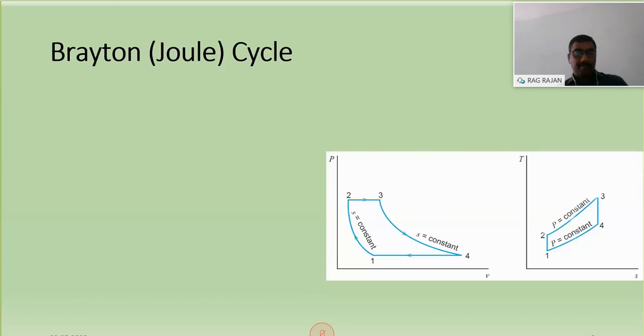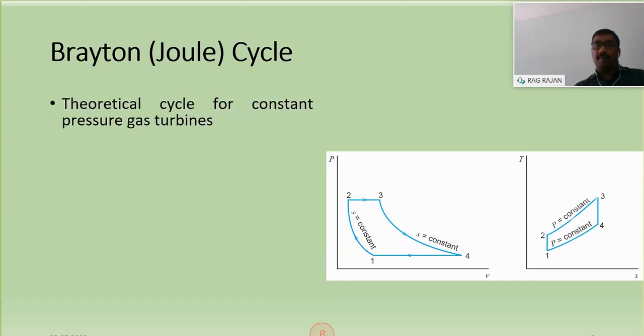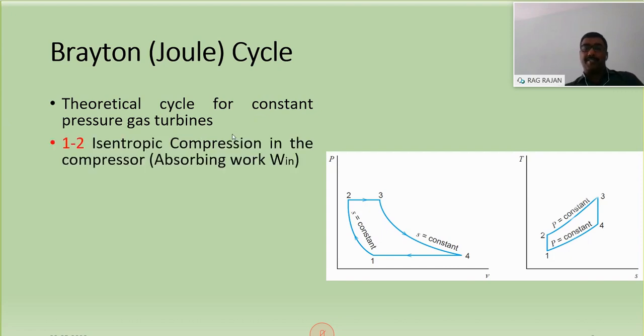Now we will have the Brayton cycle. What do you mean by the Brayton cycle, or what is the importance of the Brayton cycle? Like studying any system, for analysis of any system we will go for a theoretical cycle. Here, the Brayton or Joule cycle is a theoretical cycle which can be used for comparison with actual situations. So the theoretical cycle consists of many processes, which you can see here.